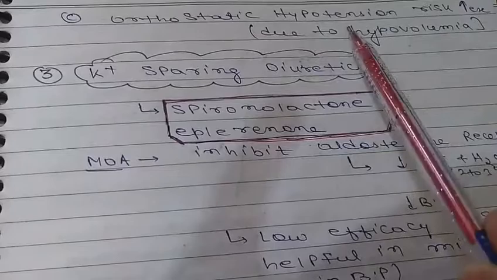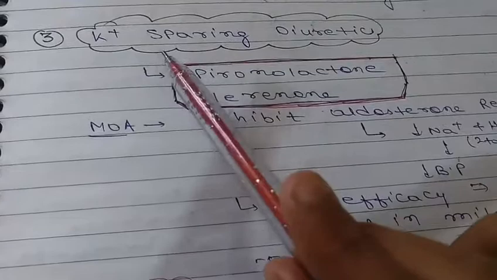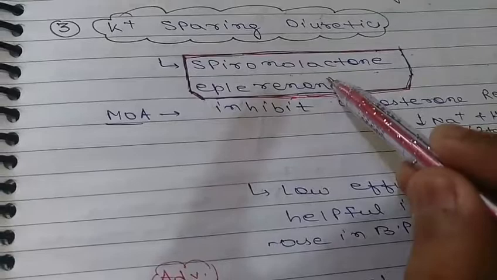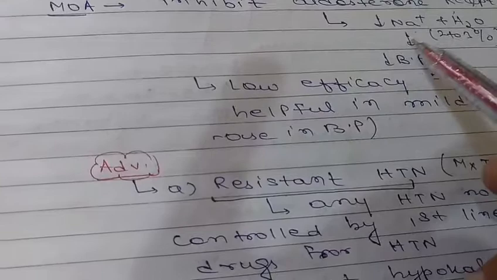Now the third category is K plus sparing diuretics. We are discussing diuretics. First we discussed thiazide, then loop diuretics, and now K plus sparing diuretics. Two drugs: spironolactone and eplerenone. Now the mechanism of action: it will inhibit the aldosterone receptor. If the aldosterone receptor is inhibited, it will lead to decreased sodium and water in blood.